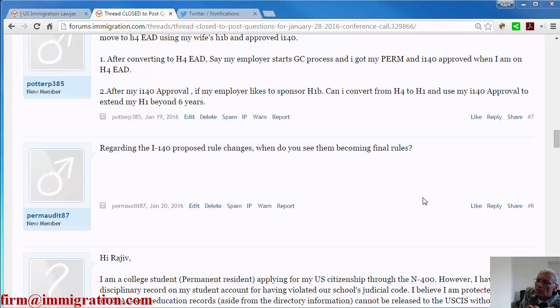For instance, the STEM OPT rule that the USCIS published had more than 55,000 comments, and the government has to address all of them. So some of this variable time period depends upon how many comments they receive. Some of it depends upon how many changes they are deciding to make. Typically, government doesn't like to make too many changes once they have published proposed regulations, but you never know.